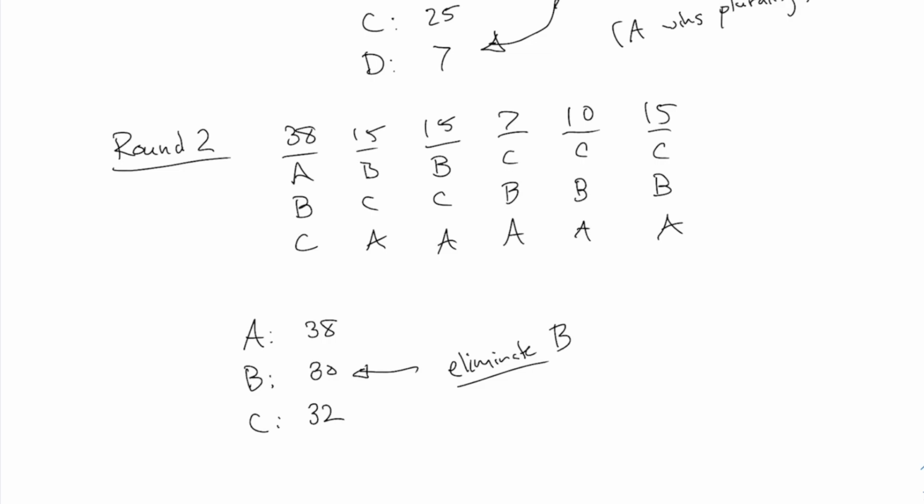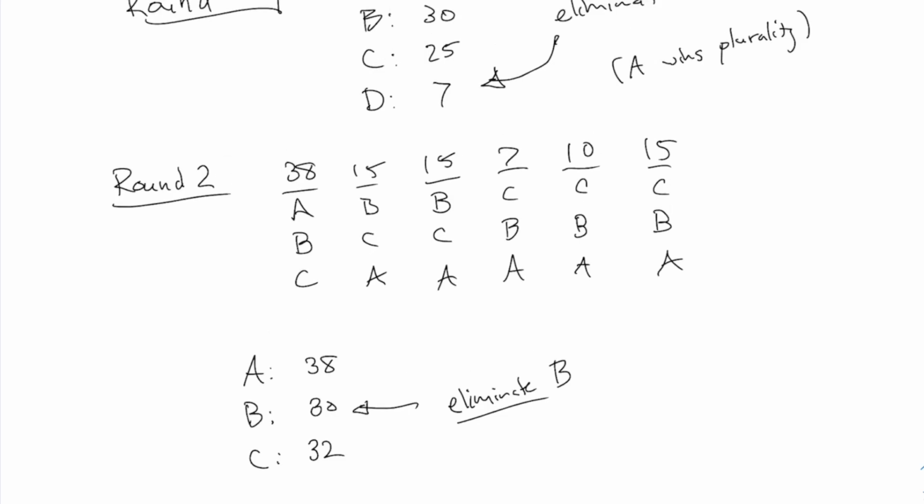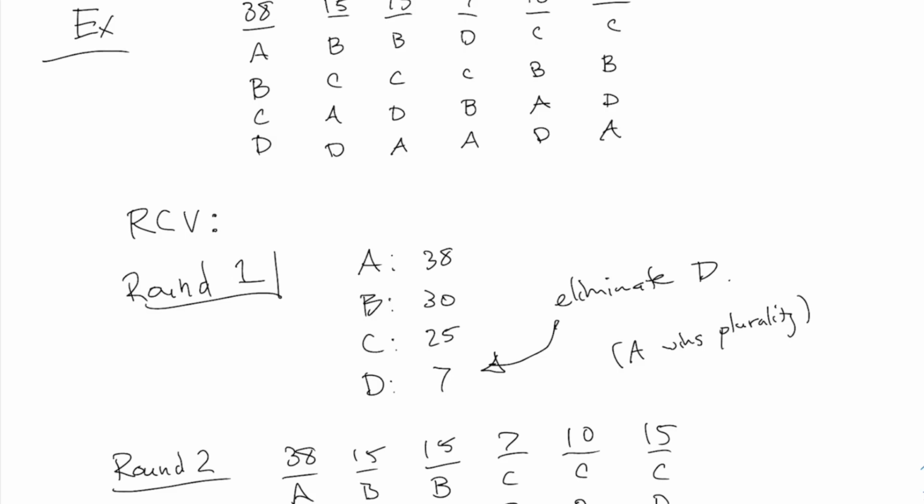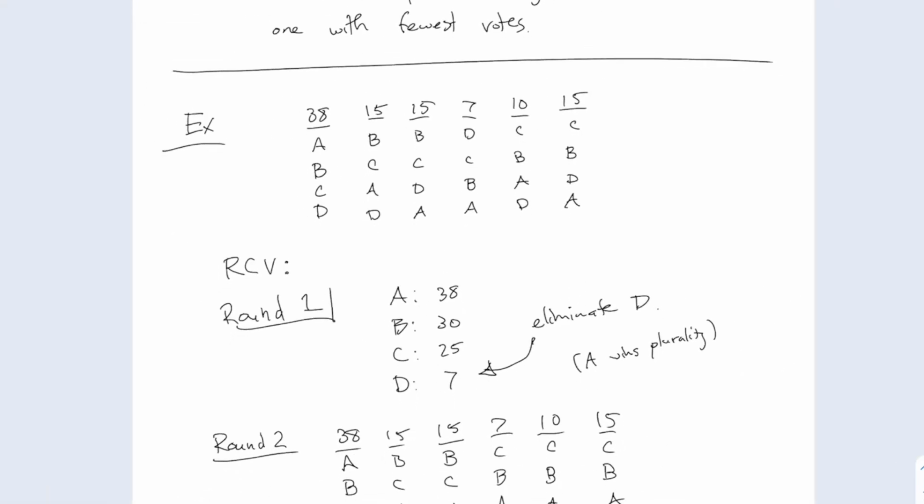Because B has the least in this round. All right? We're not done yet, but let me just say another bit of terminology. I said sometimes this system is called the transferable vote system. I just want to tell you where that idea comes from.